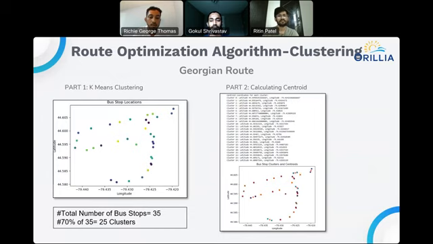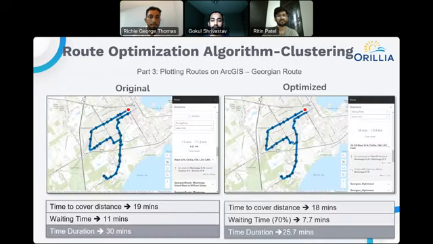Georgian Road had a total of around 35 bus stops. So we decided to cut off 30%, taking only 70% of the total. So we got 25 clusters. This is plotted on the ArcGIS.